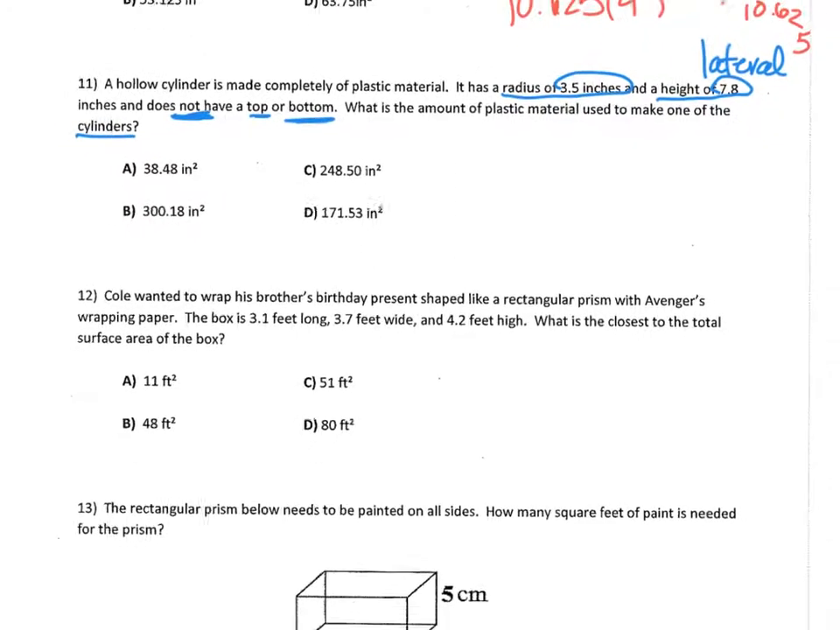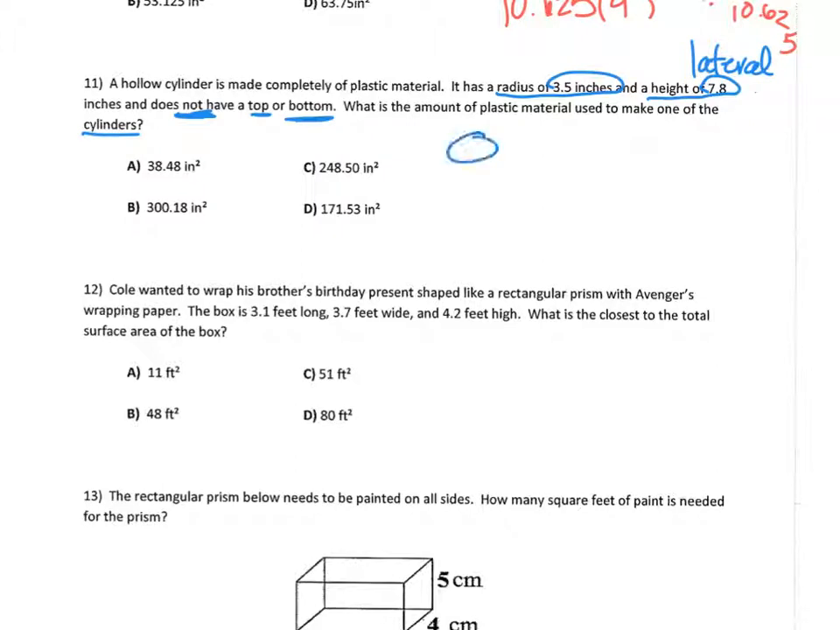So a hollow cylinder is made of plastic material. We've got a radius of 3.5 and a height of 7.8. Doesn't have a top or a bottom. So we're looking for just the lateral of a cylinder. Just the side. No top, no bottom. So it's the lateral surface area of a cylinder.